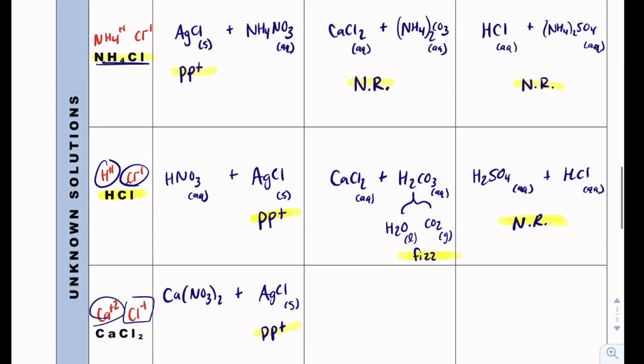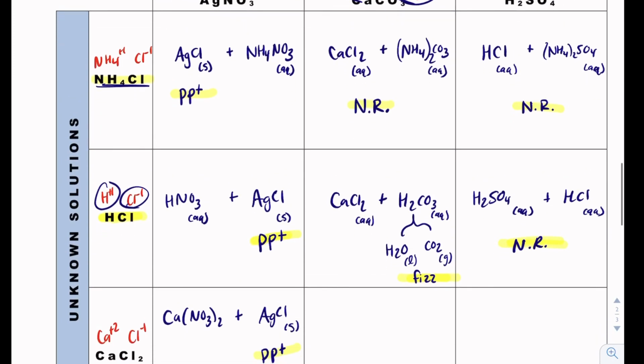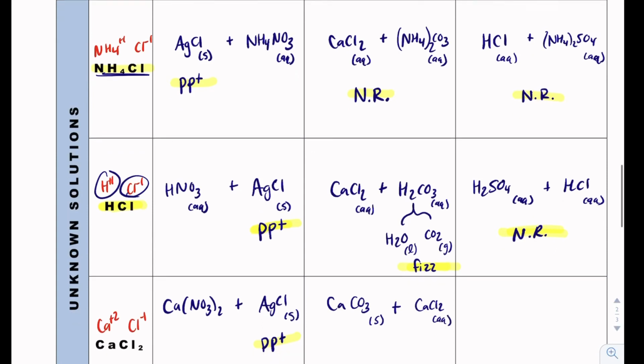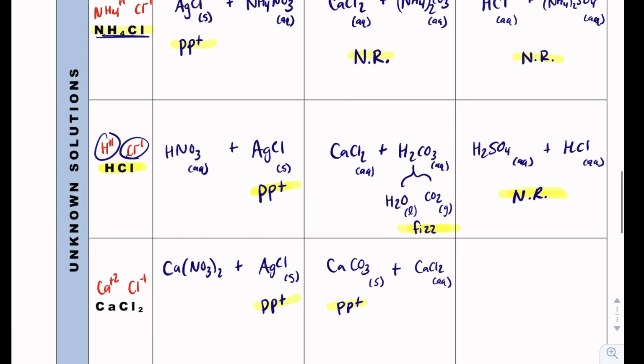Okay, let's mix calcium chloride with calcium carbonate. We're going to get CaCO3, that will be a solid, plus CaCl2, aqueous, and so now we have another precipitate, and now its fingerprint is slightly different.